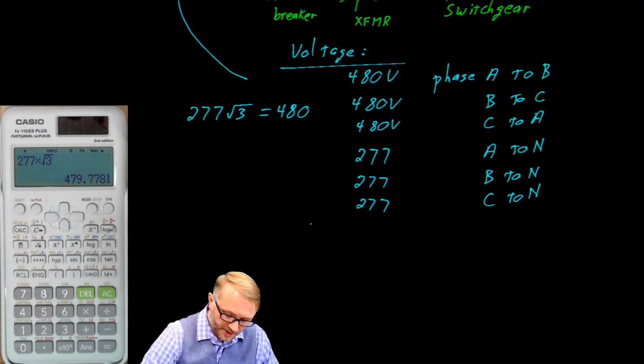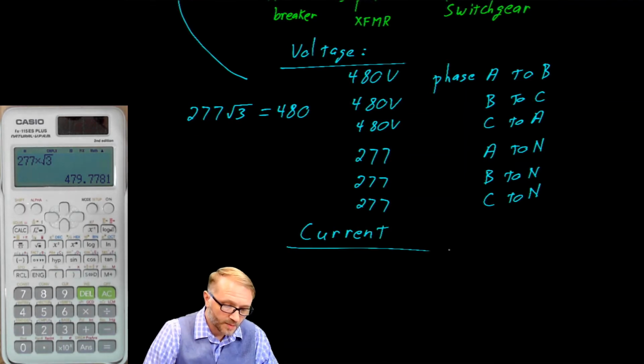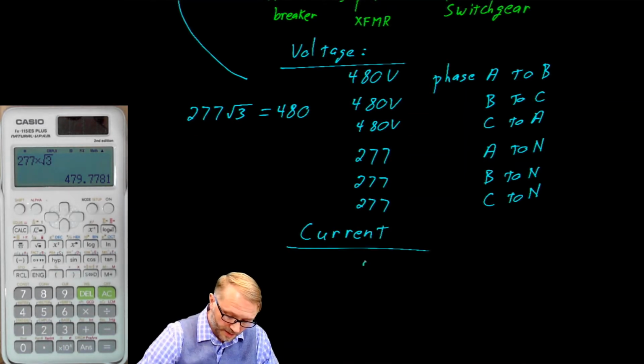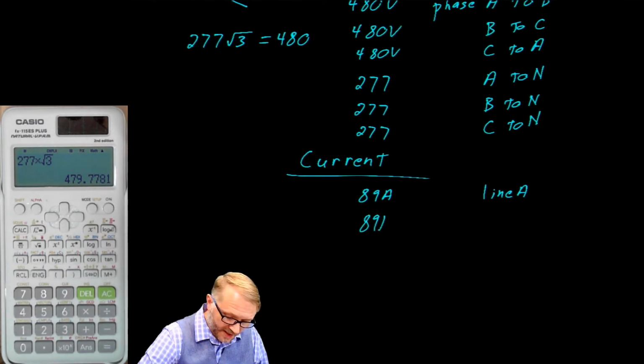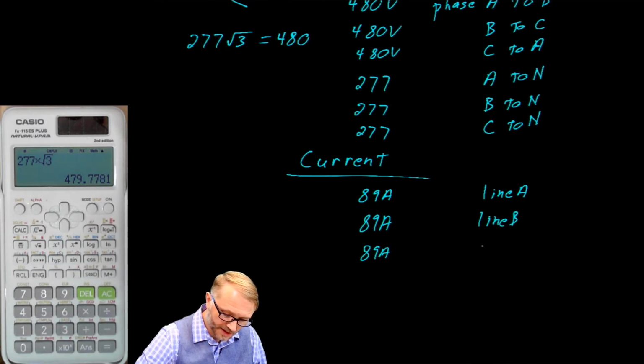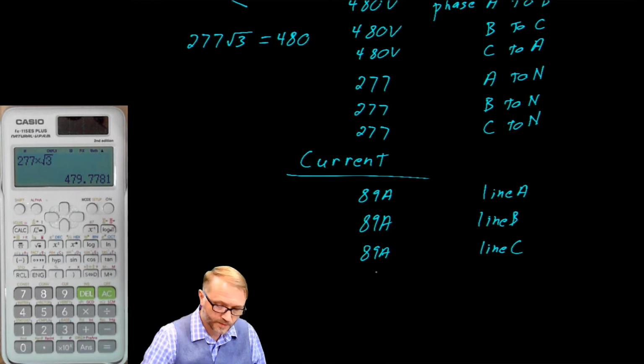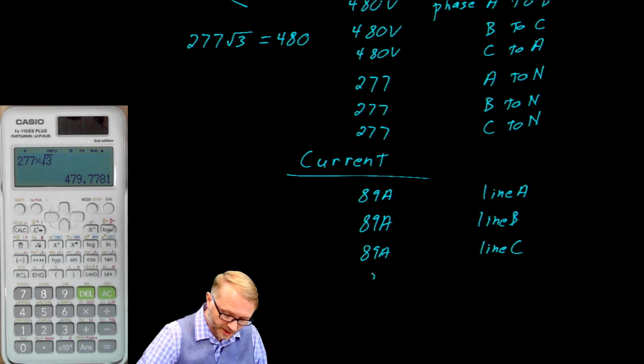We should measure current, but not just current in one spot. We want to measure about 89 amps on line A, about 89 amps on line B, 89 amps on line C. We should also measure the neutral current, and ideally we'd have 0 amps in the neutral.